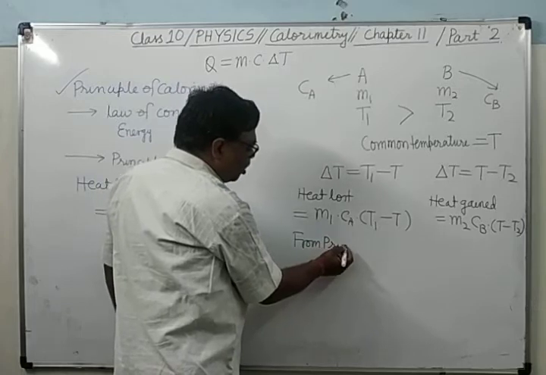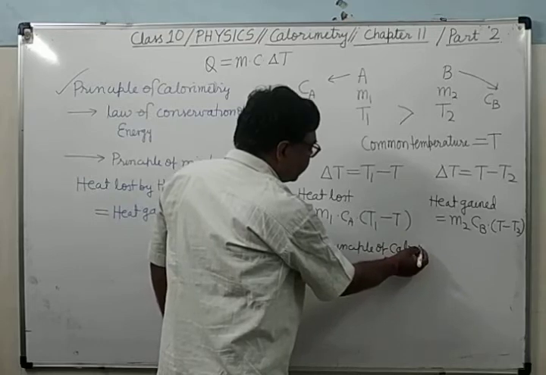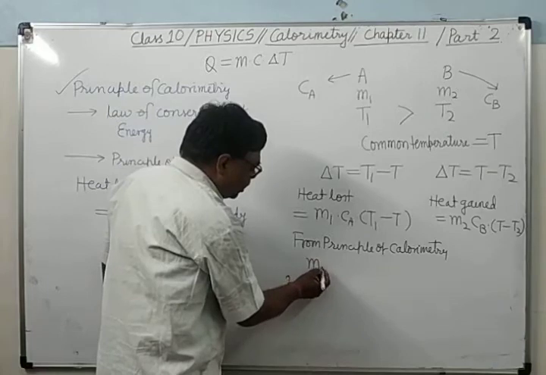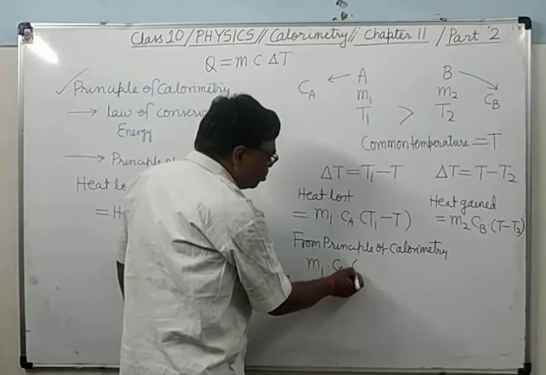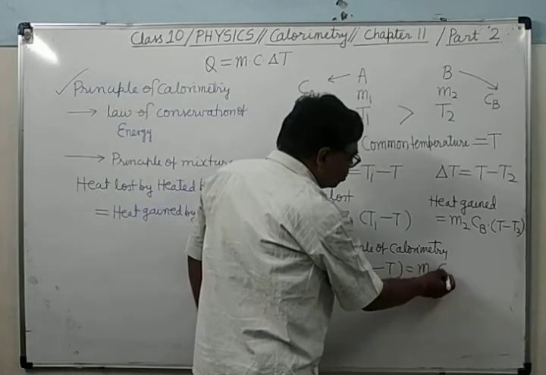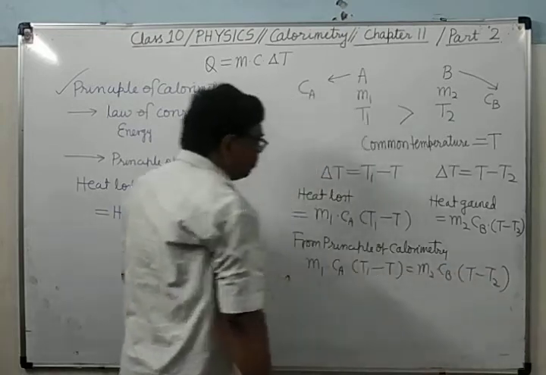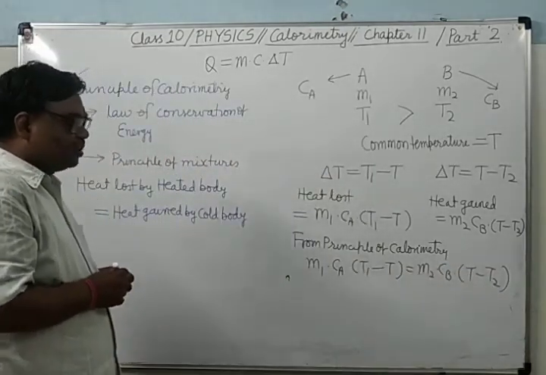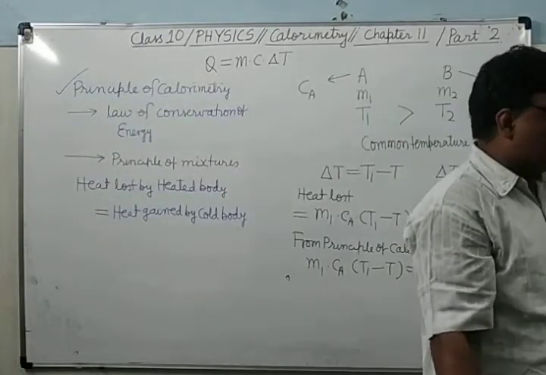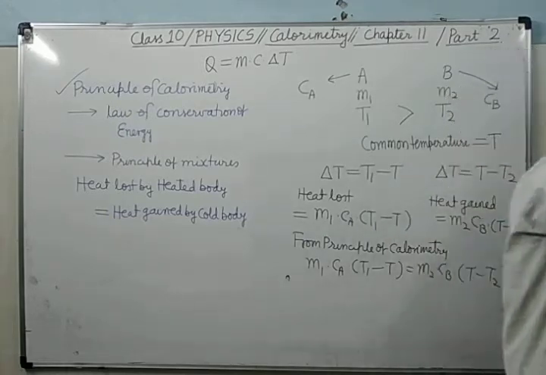Which means, from principle of calorimetry, heat lost equals heat gained: M1 into Ca into T1 minus T will be equal to M2 into Cb into T minus T2. This will be the expression. But we don't use this expression. We know the method of applying the principle of calorimetry. Clear?